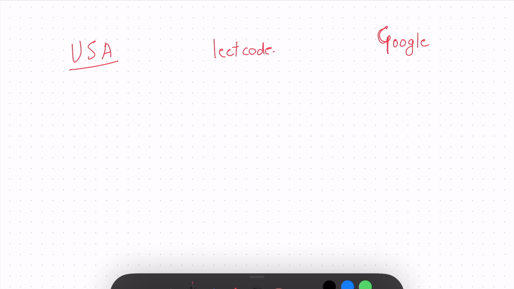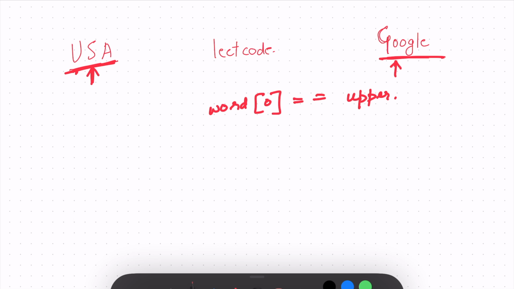Let's start by comparing the examples. If we look at the first one, USA and Google, it starts with the first character being upper. Word, the character at index 0 is upper, and the second character is what is defining the flow. So it could be either uppercase or it could be lowercase. If I add one more condition to this, saying that word at index 1, if it is upper as well, it means all of the characters need to be upper. So I can then run a for loop and then compare to make sure all of the characters are upper.